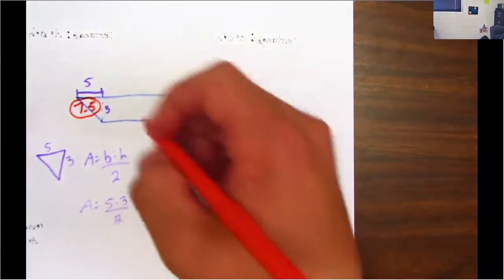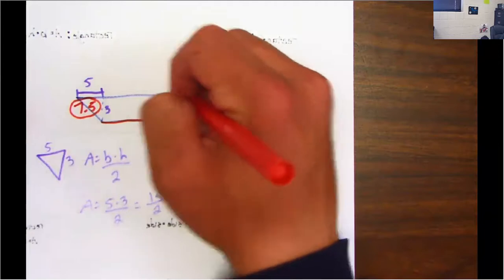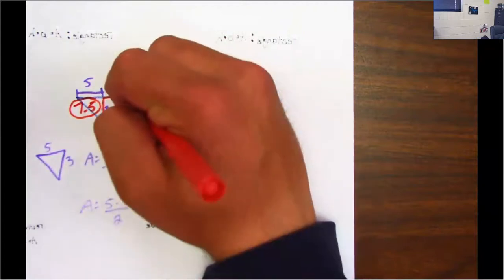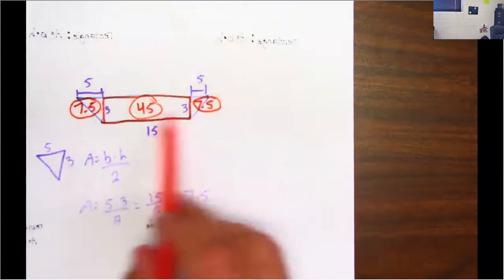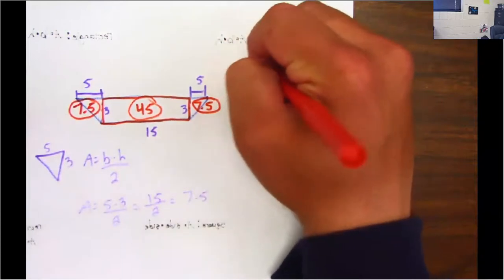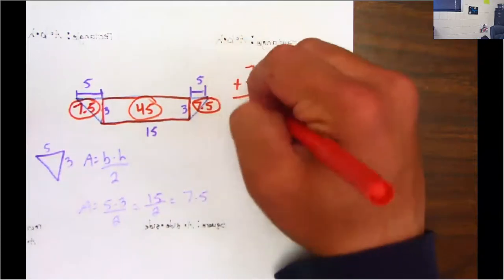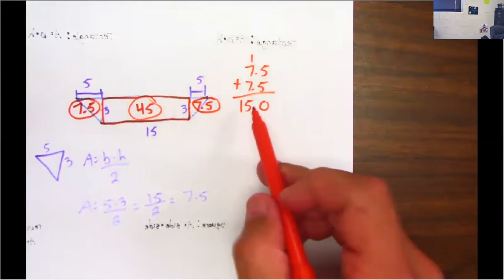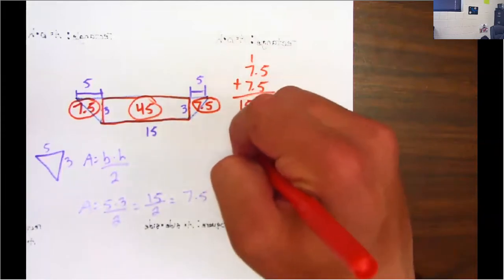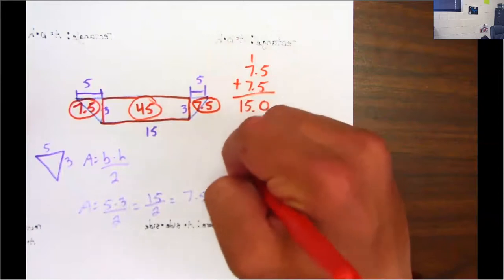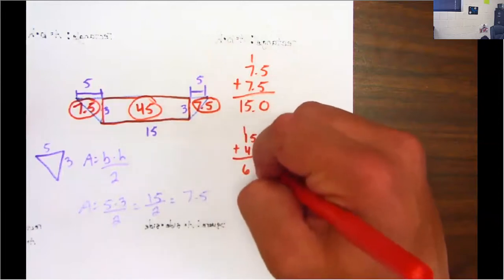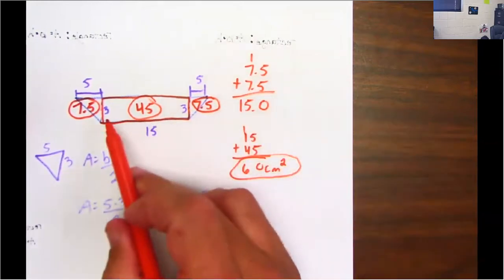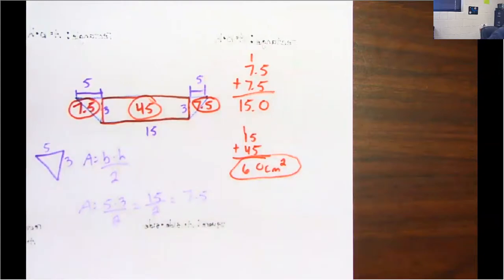But what about the rectangle here? Do y'all see this rectangle? Base times height. 15 times 3 is 45. Add up these numbers. Well, 7.5 plus 7.5 is just 15. What is 15 plus 45? 60. So check that out, guys. You get the same exact answer. It doesn't matter if you use the trapezoid or the rectangle with 2 triangles. You get the same answer.